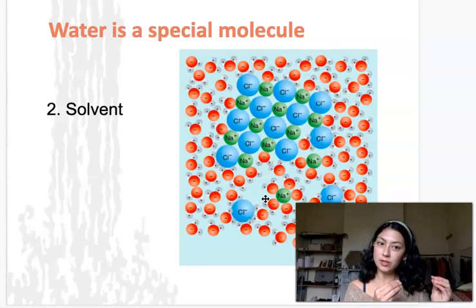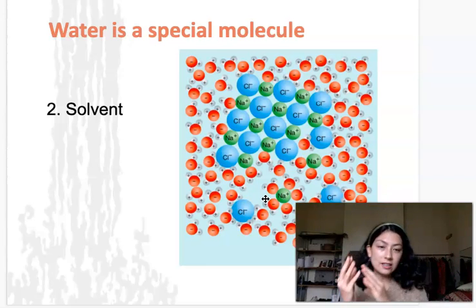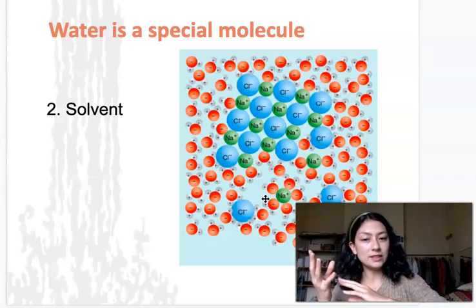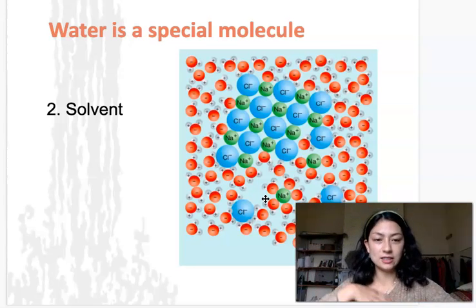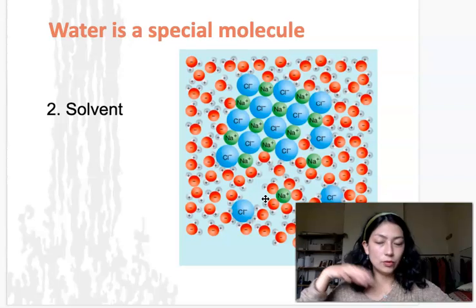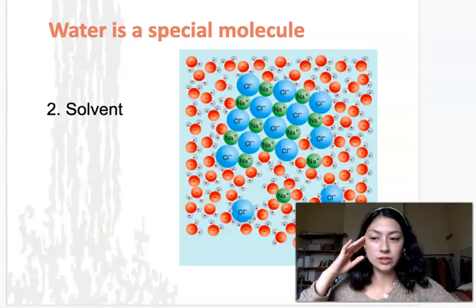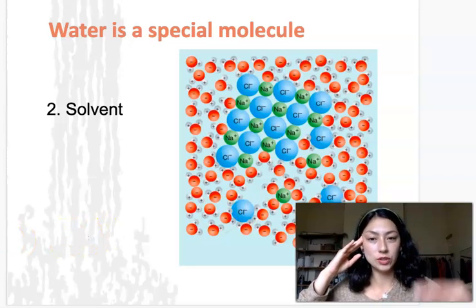Its positive bit bonds with the negative bit of something else, its negative bit bonds with the positive bit of something else. And that's how we get potassium and iodine and all of our necessary nutrients and molecules through this process of water being a solvent and bonding.